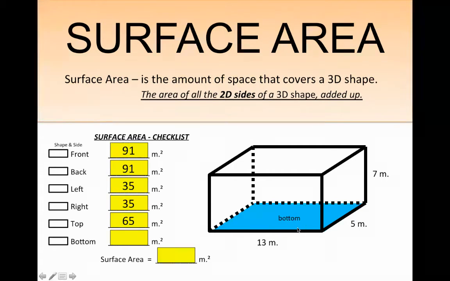So, taking a look at the bottom, this edge right here is 13, and this edge right here is 5. So the area for the bottom is going to be 13 times 5, which is going to be 65. Surprise.